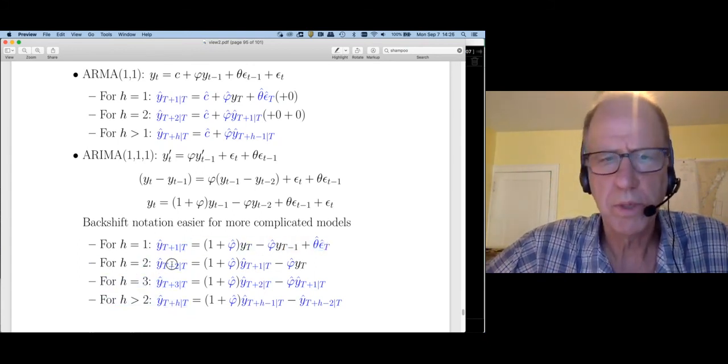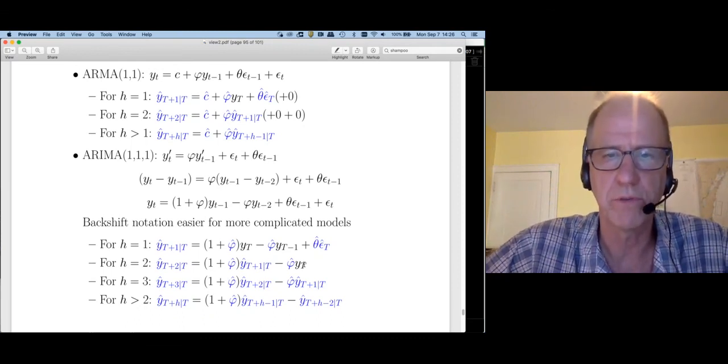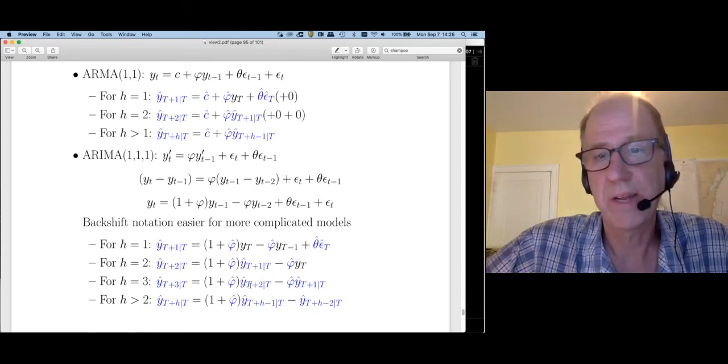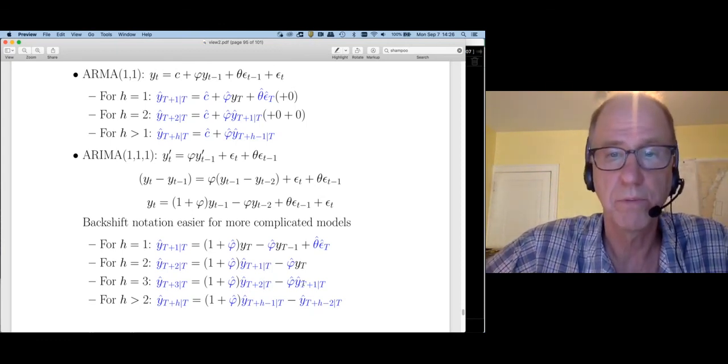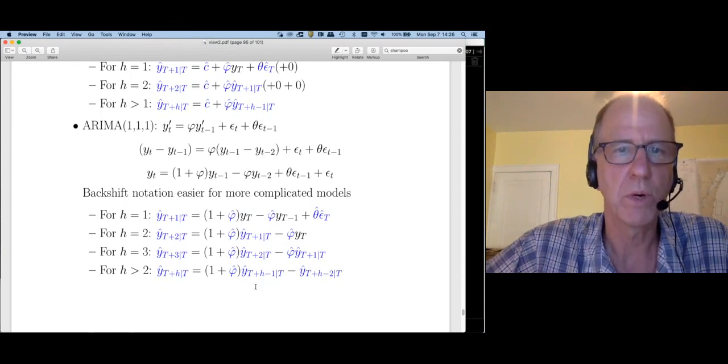What if we want to go 2 periods in the future? Well, we haven't observed what happened in the previous period, so we're going to plug in the forecast value that we computed previously. We have observed what happened 2 periods back, which is y sub big T, so we can just drop in that observed value. What if we go 3 periods out? Well, now we haven't observed what happened in the previous period or the period before that, so we put in the forecasts, and that's what we would do for all future periods when making forecasts.